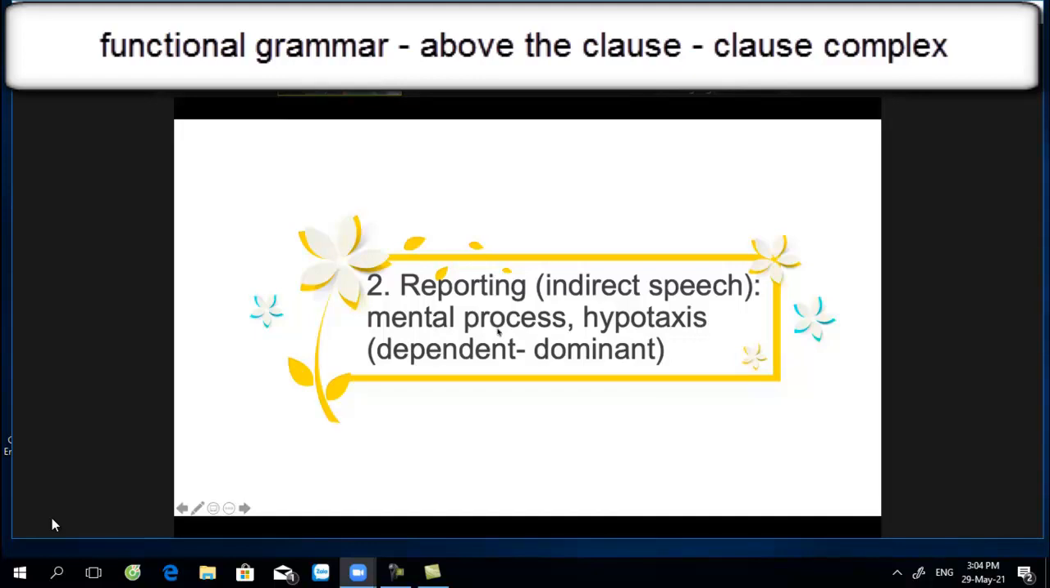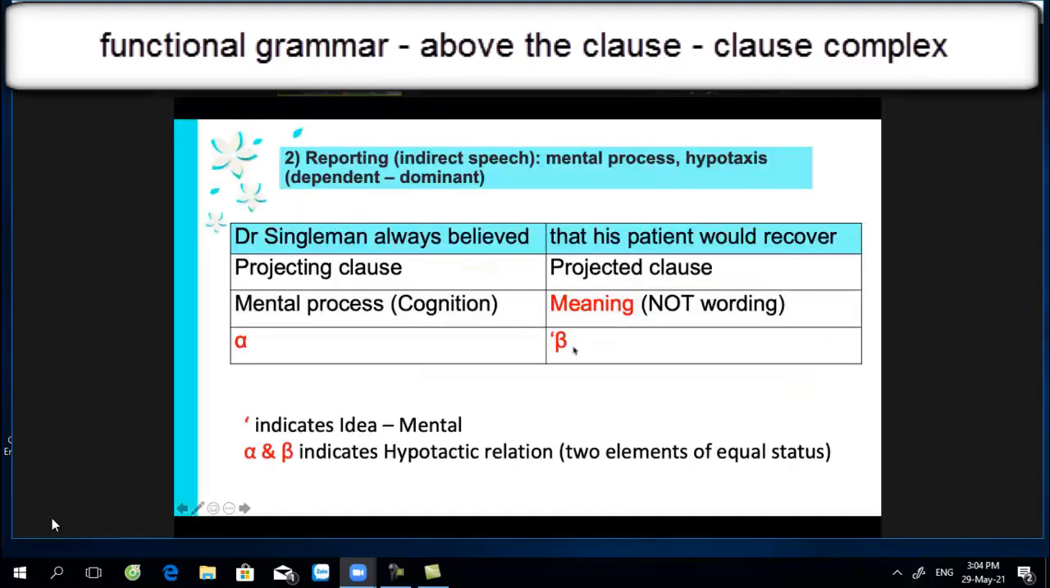Mental process, and let's talk about this later. Yeah. So, for example, Dr. Single Man always believed that his patient would recover. So the first part is the alpha, the main clause, while the second one is the beta. And I use only one quotation mark here, a single quotation mark. Why? Because I'm talking about a mental process with the verb believe. So believe here belongs to the cognition type. So we use only one quotation mark instead of double for the verbal act.